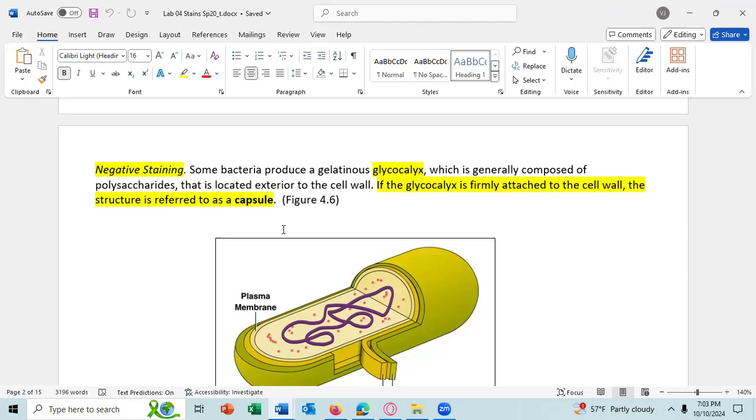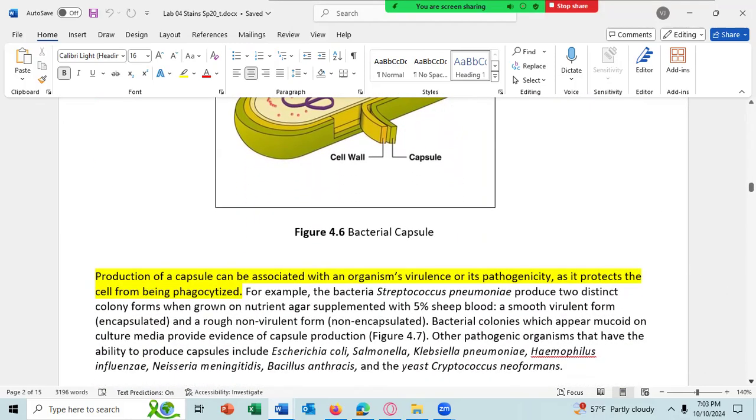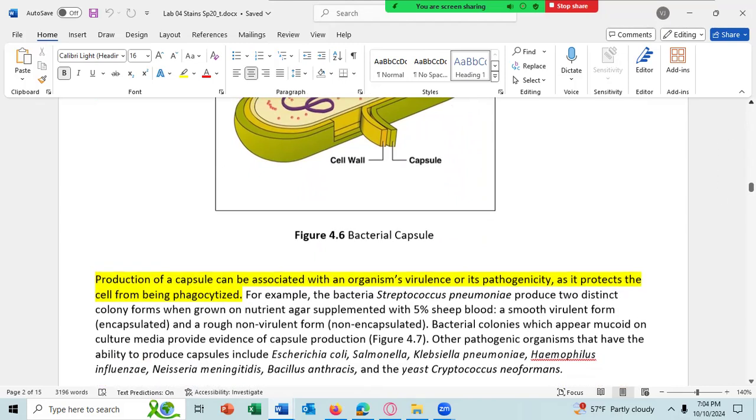A glycocalyx, which is not a capsule, you need an electron microscope to see. You cannot see it with the light microscope because it's mostly water.